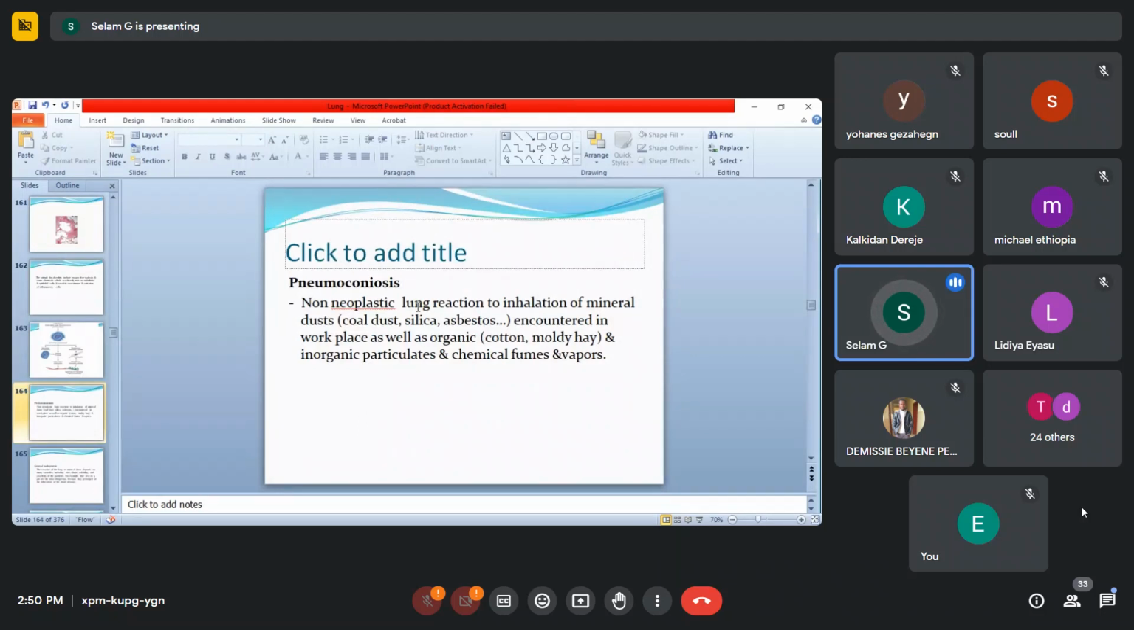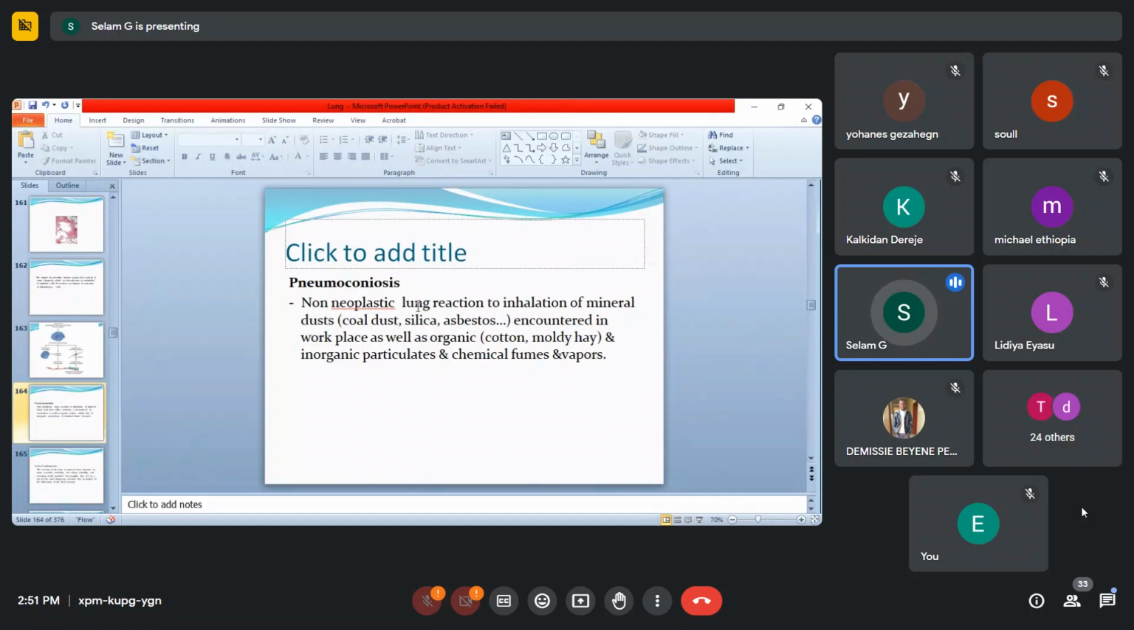So, when we come to important causes of this restrictive lung disease, we say one category is environmental, and from the environmental one, the most important one is what we call pneumoconiosis. So pneumoconiosis is a non-neoplastic lung reaction to inhalation of mineral dust, specifically coal dust, silica, or asbestos. So depending on the agent that is inhaled and deposits in the lung and causes the restriction, different terminologies will arise.